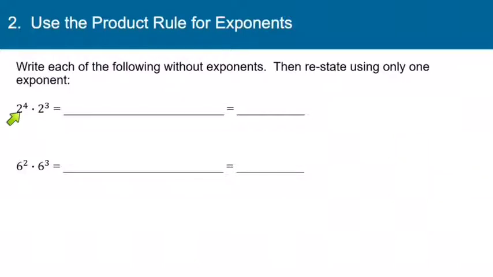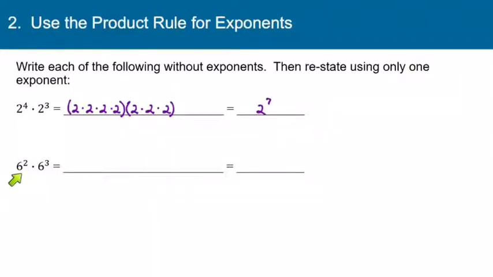So of course you know 2 to the 4th is going to be 2 times 2 times 2 times 2. And that's going to be times 2 to the 3rd, which is 2 times 2 times 2. Now, gather all of these 2's back up and express the answer with just one exponent. So here, since this is all multiplication, we have 1, 2, 3, 4, 5, 6, 7 2's all being multiplied together. So this is equivalent to 2 to the 7th power.